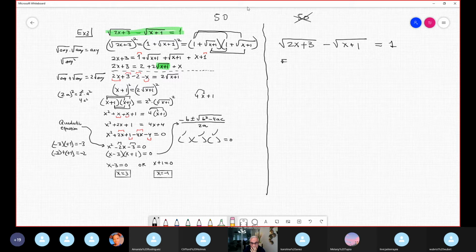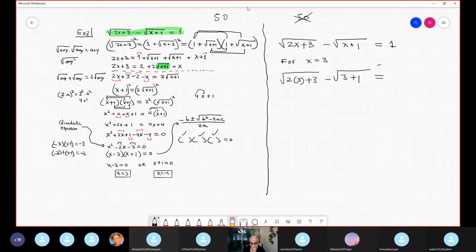Okay, let me try. Square root of 2 times 3 plus 3, minus square root of 3 plus 1, should be 1. I have no idea whether the statement is true or false. 2 times 3 is 6. 6 plus 3 is 9. 3 plus 1 is 4. Square root of 9 is 3. Square root of 4 is 2. And 3 minus 2, of course, is 1. This is completely true. That means that the solution is perfect.